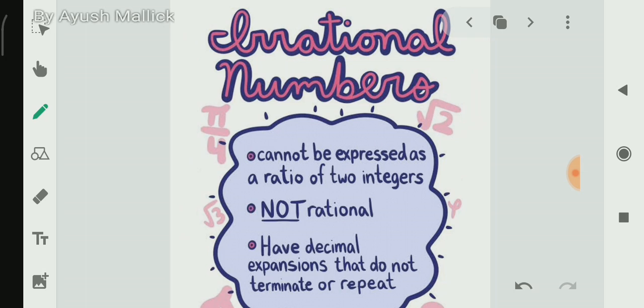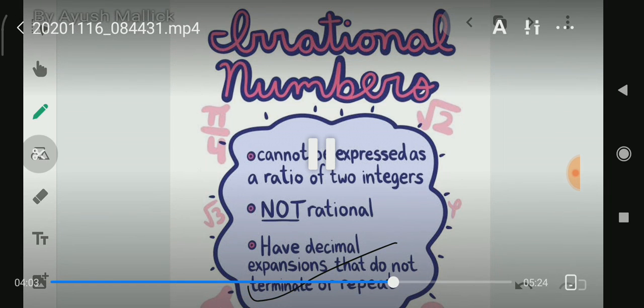As I said, an irrational number cannot be expressed as a ratio of two integers. That means it cannot be expressed in p by q form or fraction form, and it is not rational. It also has a decimal expansion that does not terminate or repeat. If I expand the number in decimal form, its values will neither terminate nor repeat.